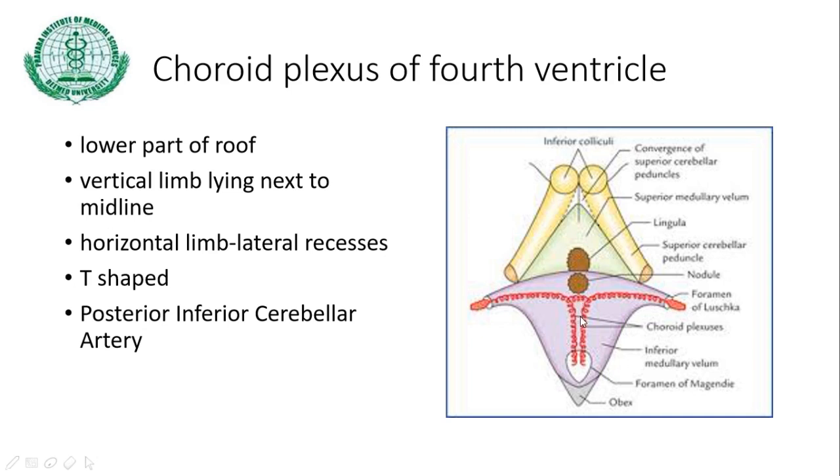The vertical limbs lie side by side, so a T-shaped structure is formed by the vertical limbs and the horizontal limbs. The vertical limbs project into the median aperture and reach the subarachnoid space, while the lateral ends of the horizontal limbs reach the lateral apertures. The arterial supply of this plexus is from the posterior inferior cerebellar arteries.